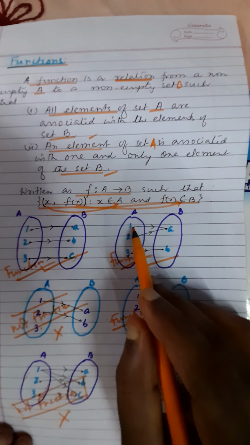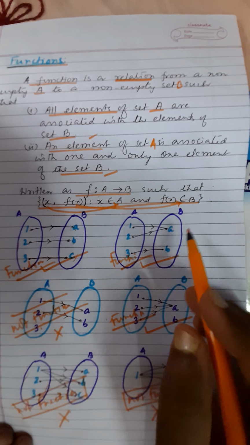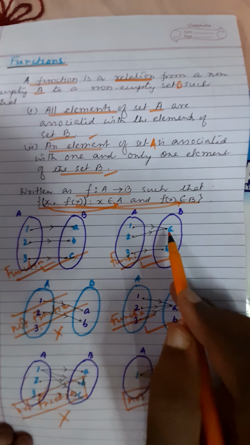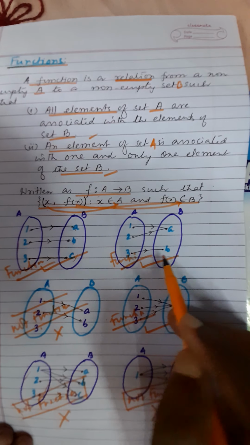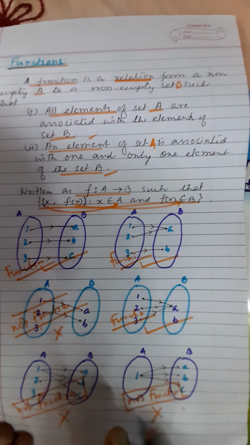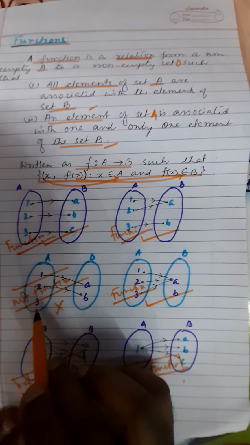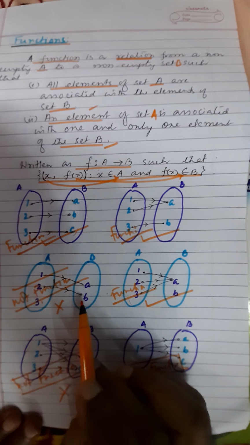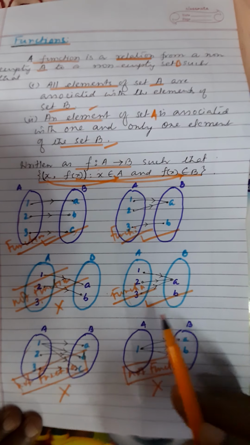Second one, all the elements of set A are associated with the elements of set B, so the first condition is satisfied. And 1 is associated with a unique element, 2 is also unique, 3 is also unique. So this is a function. Next, not all the elements of set A are associated with the elements of set B. So the first condition is not satisfied, so this is not a function.